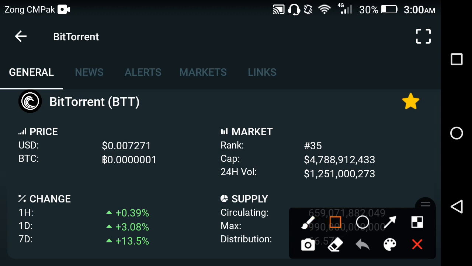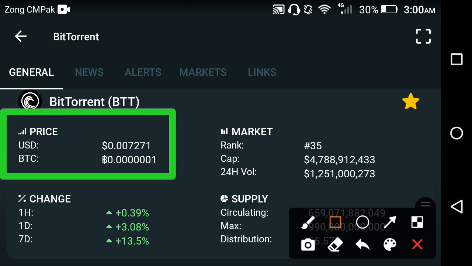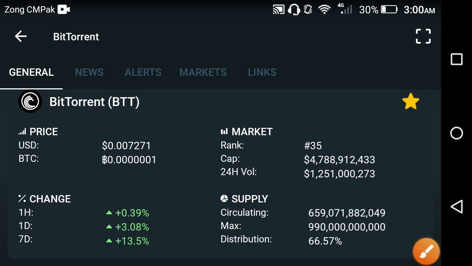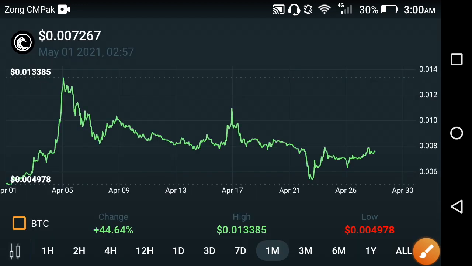First of all, we talk about the current price of Bittorrent token, which is about 0.007271 USD, friends. If we look at the price change of Bittorrent token, the last 1 hour change is positive, the last 1 day change is positive, and the last 1 week change is positive. All the changes are positive in the Bittorrent token. That means that the April month is the pumping, jumping month of the Bittorrent token, friends.